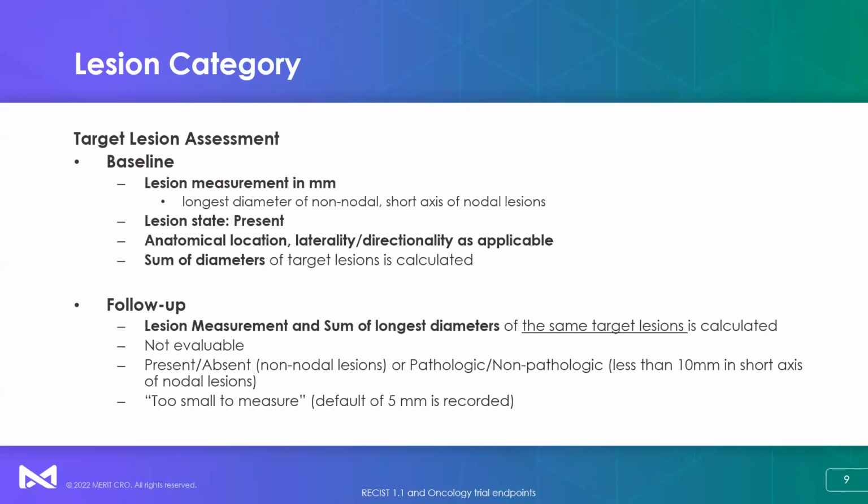Sometimes a "too small to measure" entry would be recorded instead of the actual size, if the lesion becomes too small and the reader is having a hard time determining the actual size of the lesion. In that case, a default of 5 millimeters will be recorded and then used in calculating the sum of the diameters.